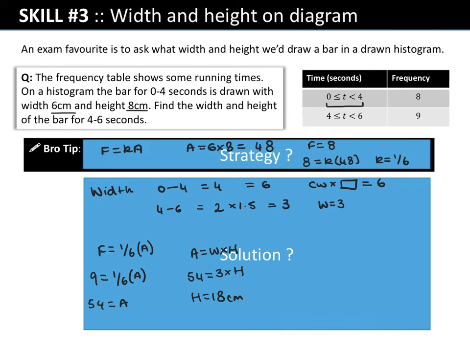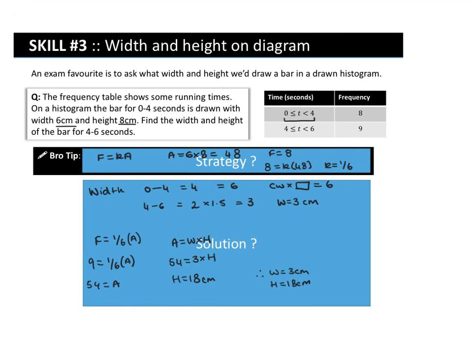Now make sure we write units, okay? So maybe write again here. Therefore, width equals 3 centimetres, height equals 18 centimetres. Now, this is literally, it's just like a problem-solving question, really, isn't it? Okay, now again, this isn't the only way to do this. We have another way.